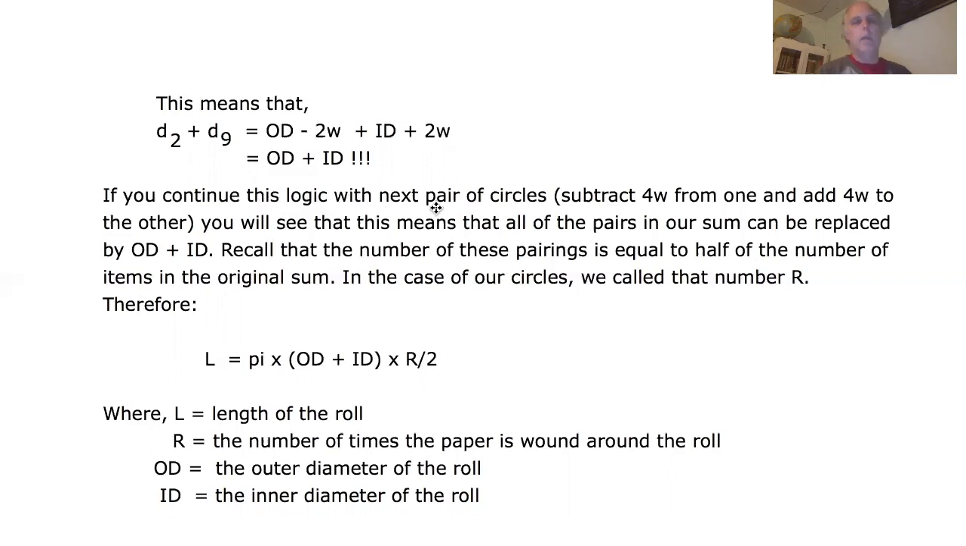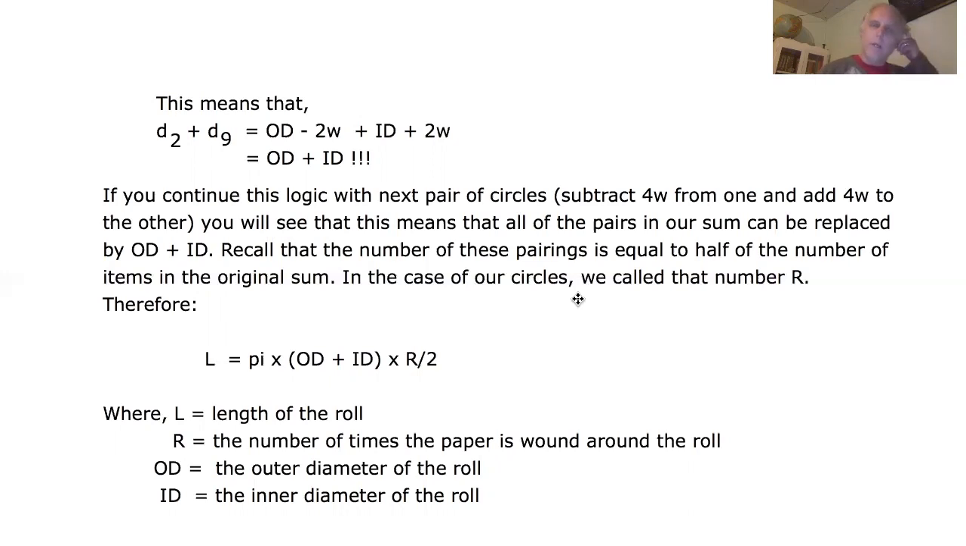If you continue with this logic with the next pair of circles, you would subtract four widths from one and add four widths to the other. You will see that this means that all the pairs in our sum can be replaced by OD plus ID. Okay, so that makes things a lot easier. Now we have to figure out how many pairs of OD and ID there are.